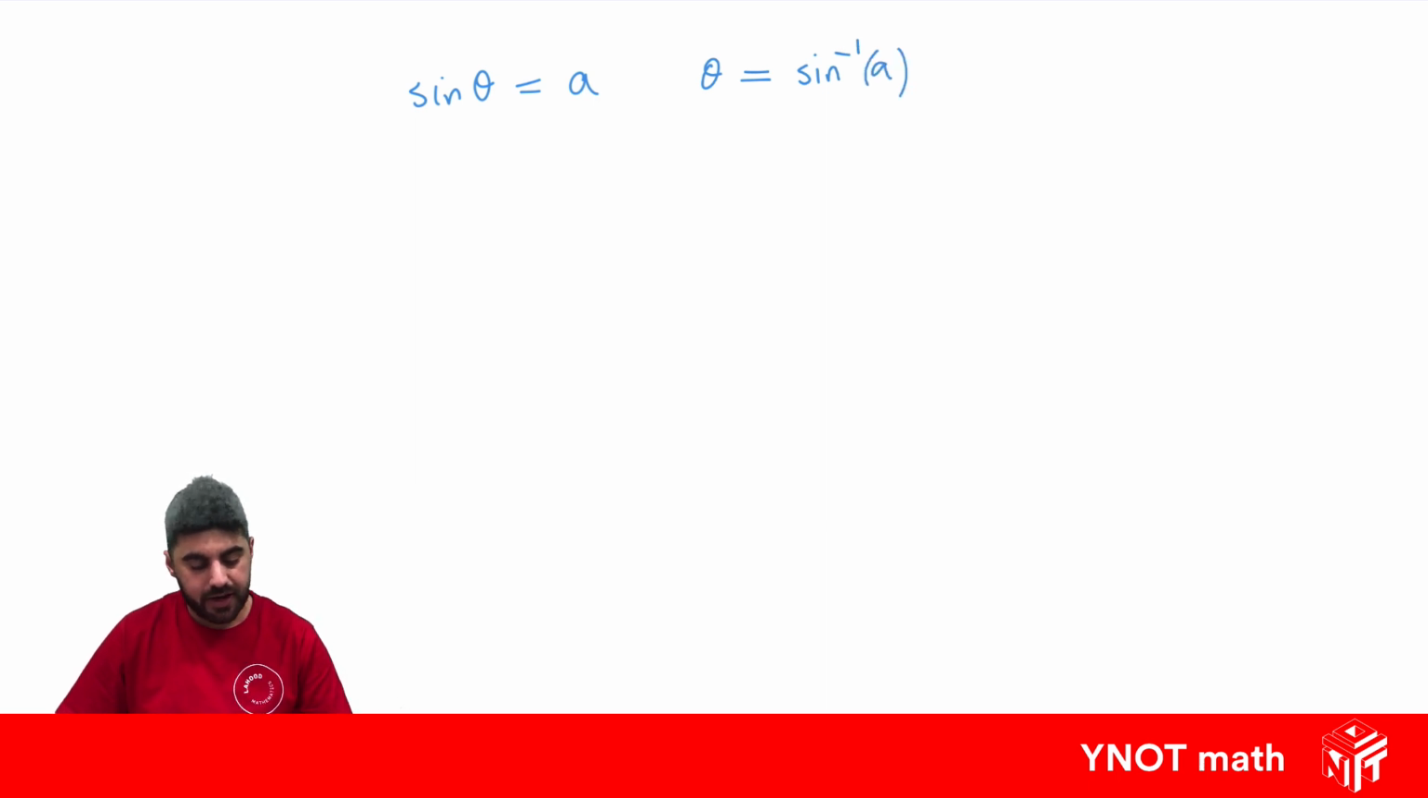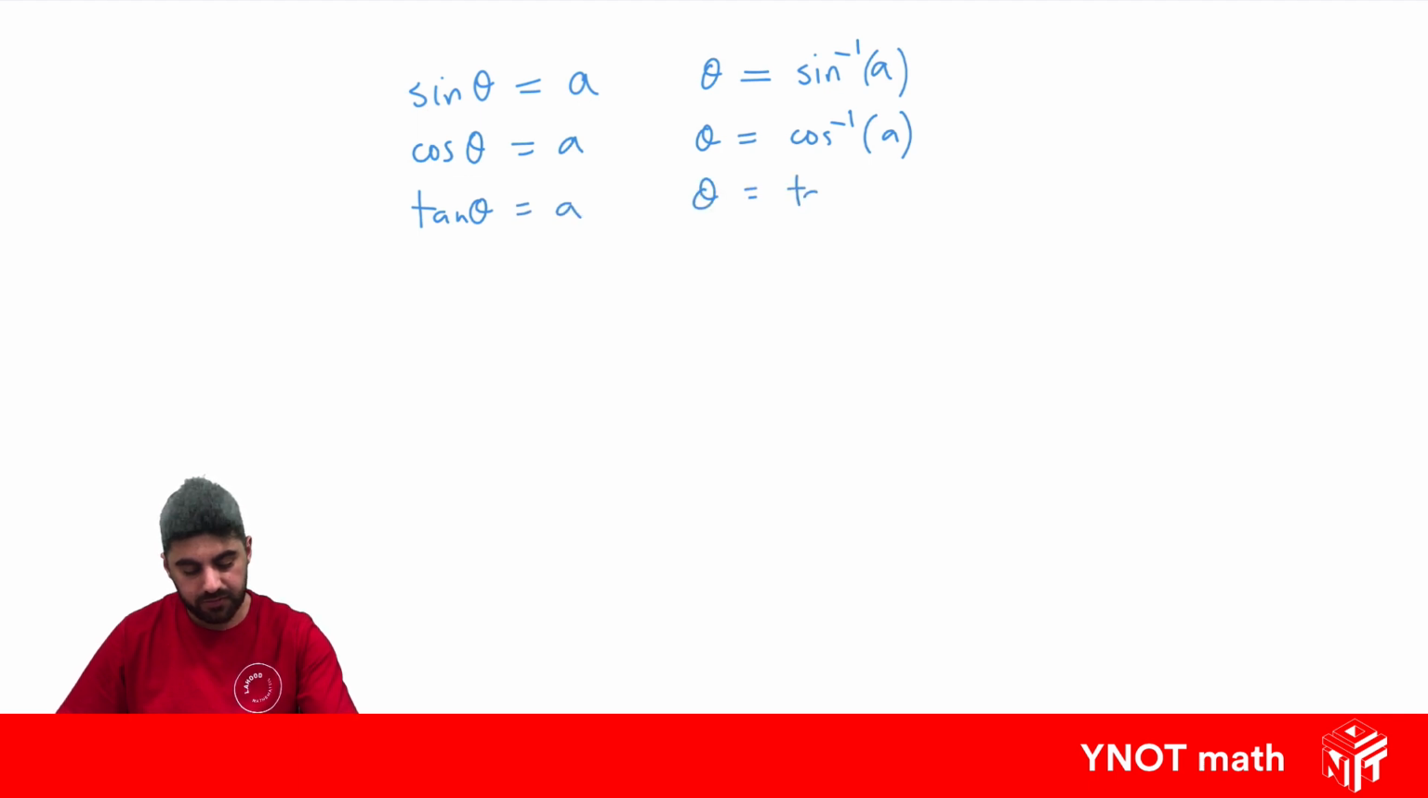And you can get that on your calculator by pressing the shift button and then sine. And this works for cos and tan as well. So theta here would equal the inverse cos of a, and if tan theta equals a, theta would equal the inverse tan of a. Let's look how we can use that information in solving a question.